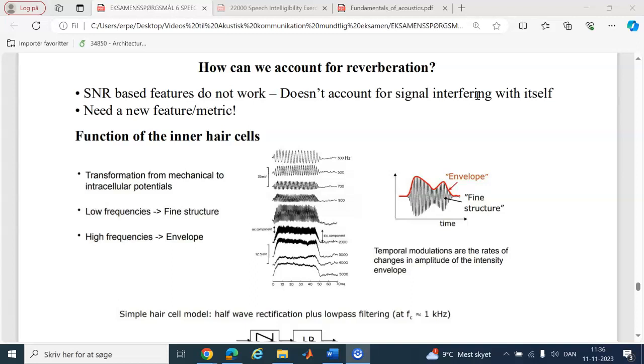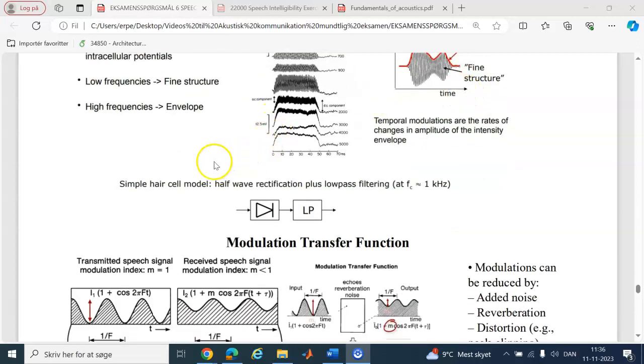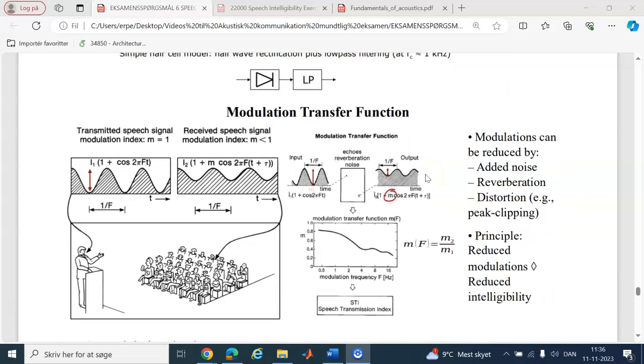Temporal modulations are the rates of change in amplitude of the intensity envelope. A simple hair cell model is half-wave rectification plus low-pass filtering, and the cutoff frequency is about 1 kilohertz. So we have a modulation transfer function.